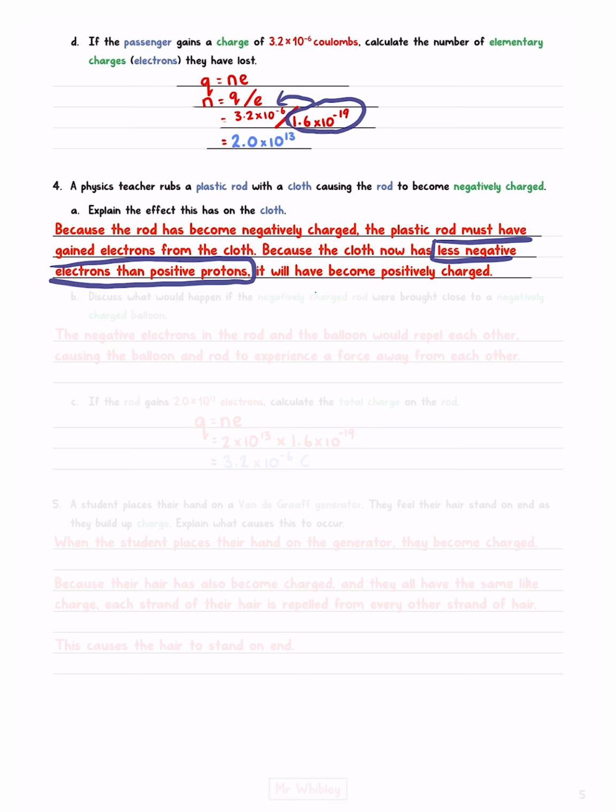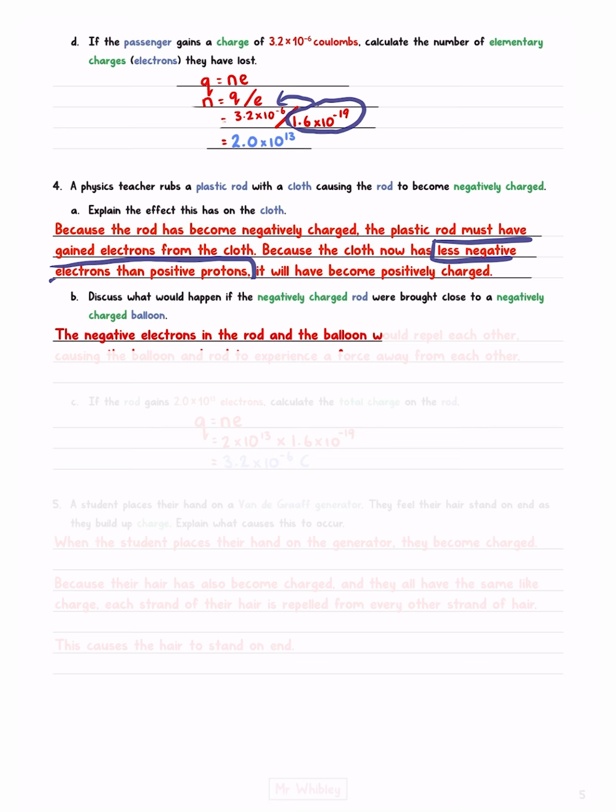It's not enough to say that they just have become positively charged, and it's incorrect to say that they've gained positive charges, because we know that the things moving are negative electrons. We must link it back to the positive protons and the fact that there are now more of those than our negative electrons. Discuss what would happen if the negatively charged rod were brought close to a negatively charged balloon. The negative electrons in the rod and the balloon would repel each other, causing the balloon and rod to experience a force away from each other.